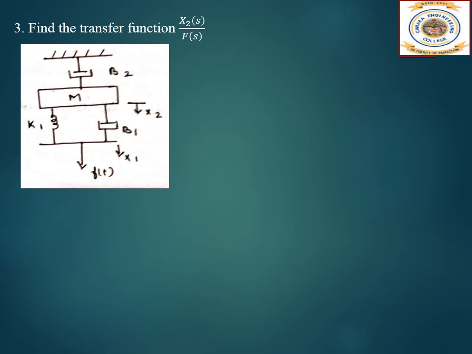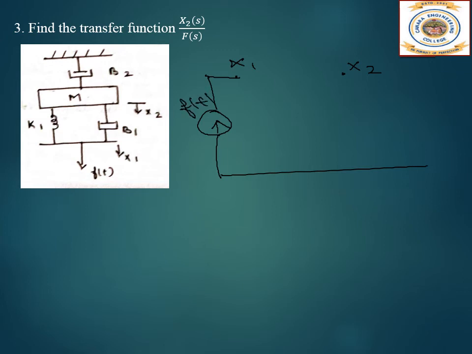So here you have to find the transfer function X2 of s by F of s. The first step, everybody knows, is to draw the equivalent mechanical diagram. So two nodes we have, x1 and x2. x1 here and x2 here. First let us write the force. Force is connected to the node x1, so this is f of t.